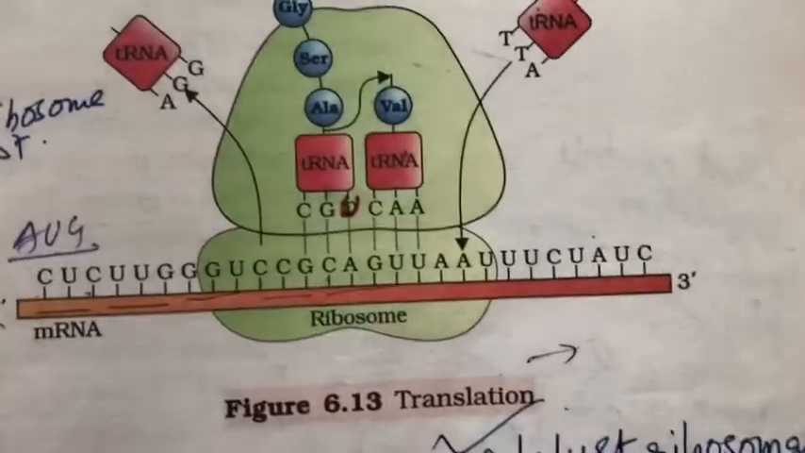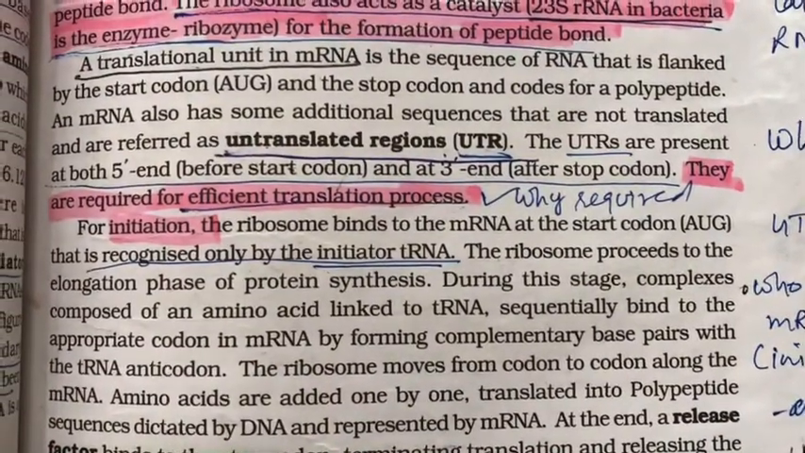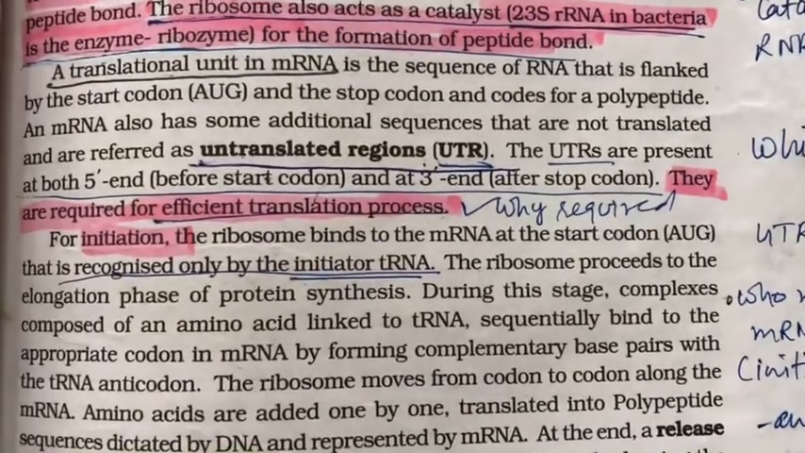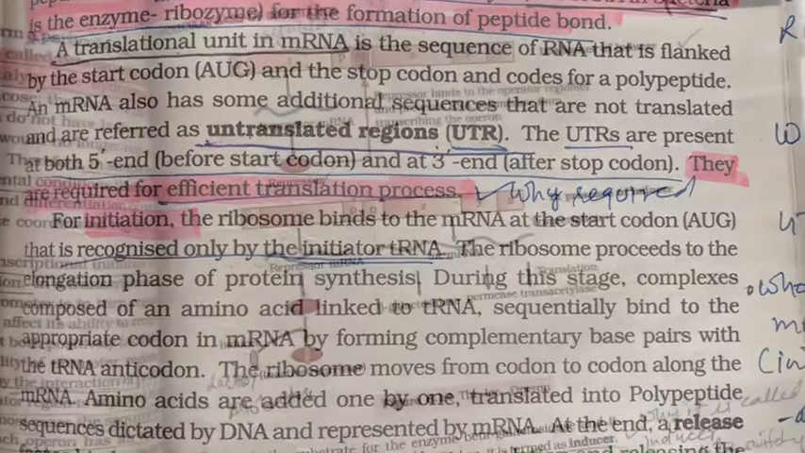Now apart from this, there are some untranslated regions. Untranslated regions means there will be more codons than the required ones, and these untranslated regions are present at both the 5' and the 3' end, and they help in the efficient translation process.